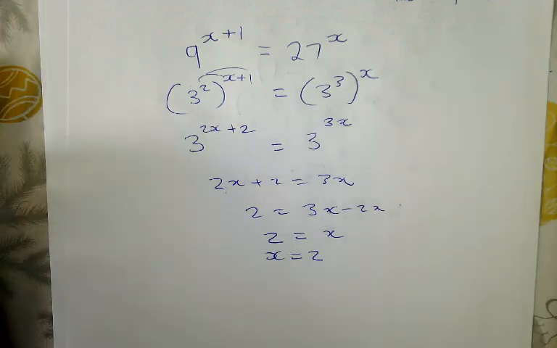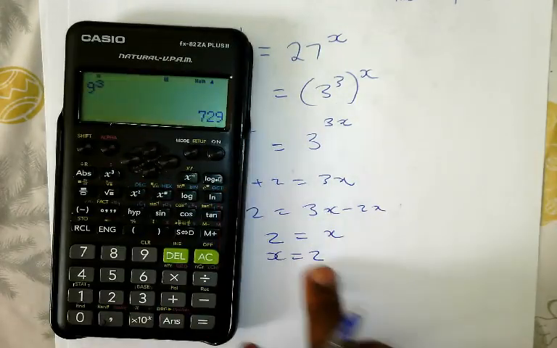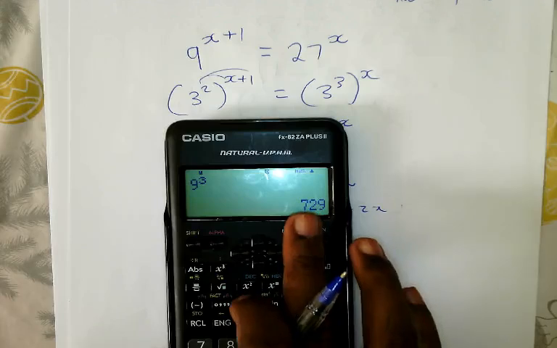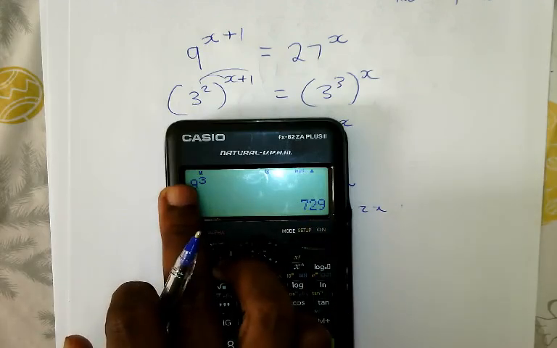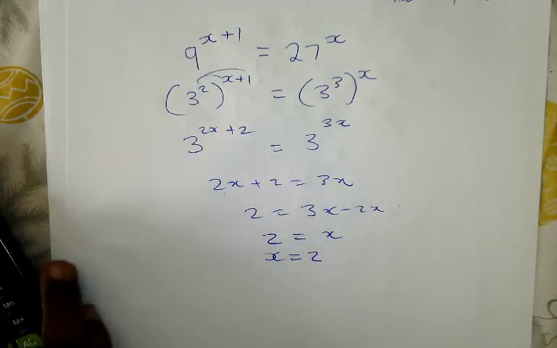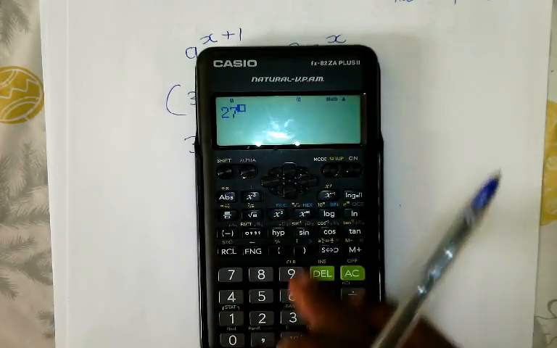I wanted to test it. You see, if you put 2 there, by the 9 you get 7 to 9, because 2 plus 1 is going to be 3, and then 27x. Let's see if it's going to give us the same answer. Yeah, there you go. Cool.